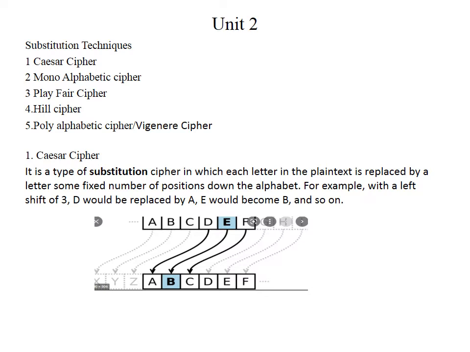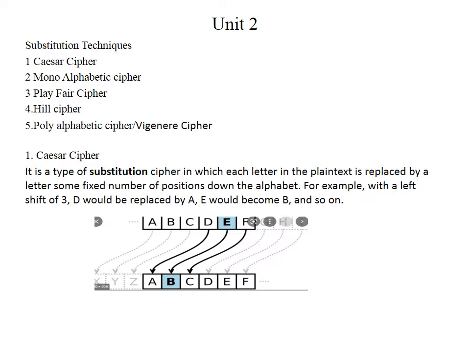So what is a Caesar cipher? It is a type of substitution cipher in which each letter in the plain text is replaced by a letter some fixed number of positions away. Here you can see the letters A, B, C, D, E, F, and so on up to Z. If we count, the position for A is 0, position for B is 1, position for C is 2, and so on up to the position for Z, which will be 25. So A to Z, a total of 0 to 25 letters are there.